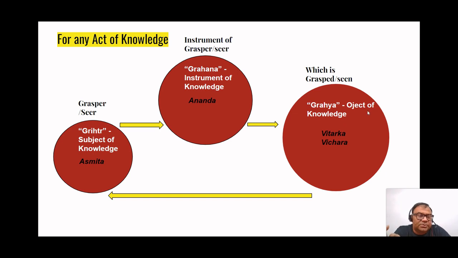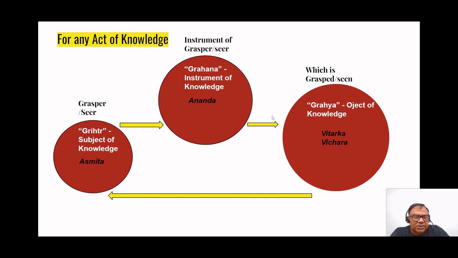Grahya is the object of knowledge. Grahana is the instrument of knowledge through which the seer sees the object. And the third is the seer itself, the grasper. So we have the grasper, the instrument of grasping, and the object which is being grasped. The seer, the instrument of seeing, and the object which is actually being seen.